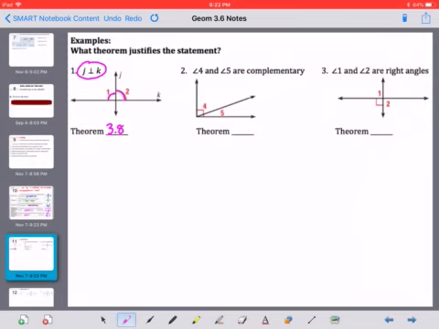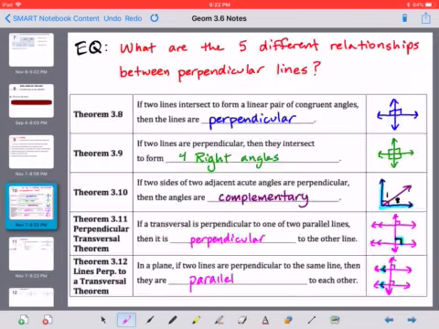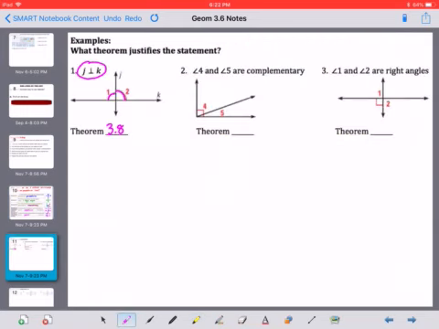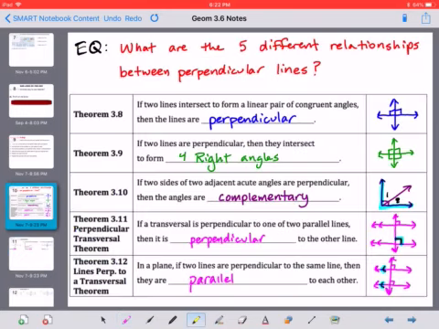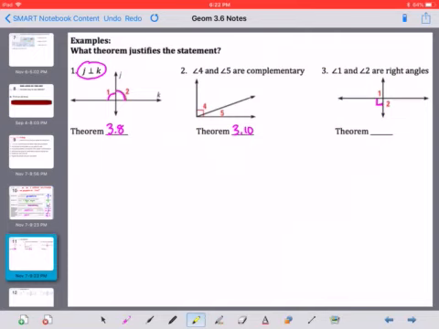Okay. 2 says that angles 4 and 5 are complementary. Well, if the 2 sides of 2 adjacent acute angles are perpendicular, then they're complementary. That is using theorem 3.10. All right, next, angle 1 and angle 2 are right angles. Well, I notice these 2 lines are perpendicular. So if two lines are perpendicular, then they intersect to form 4 right angles. So we know all of those angles would be 90 degrees or right angles. That's theorem 3.9.